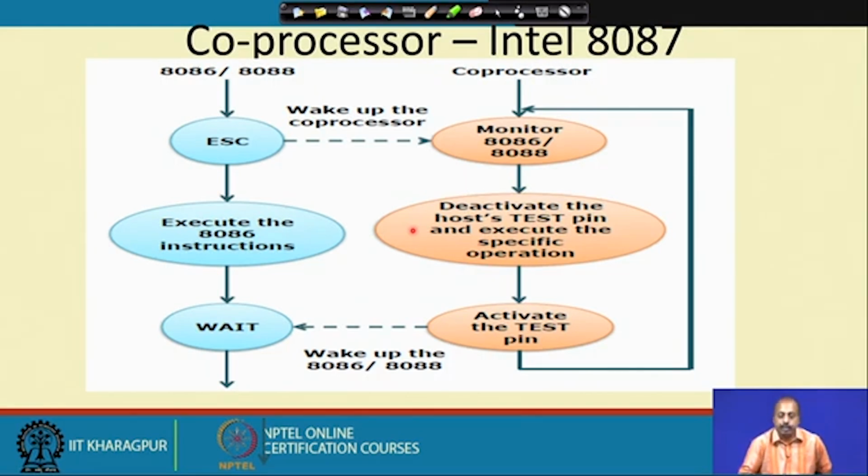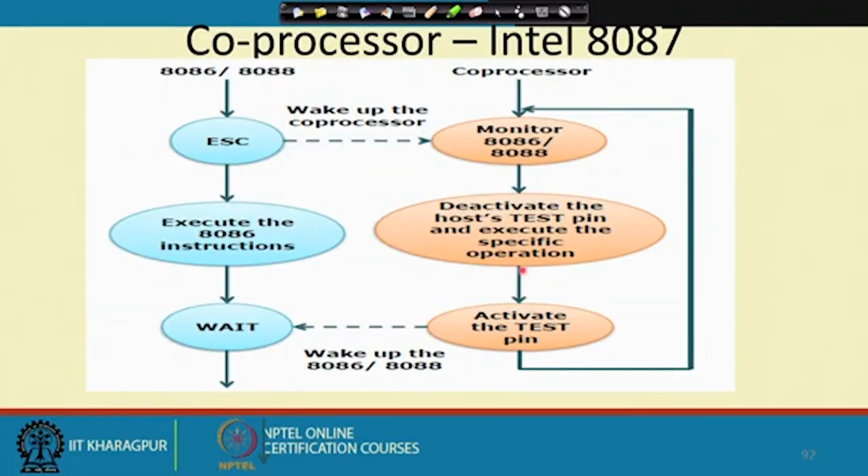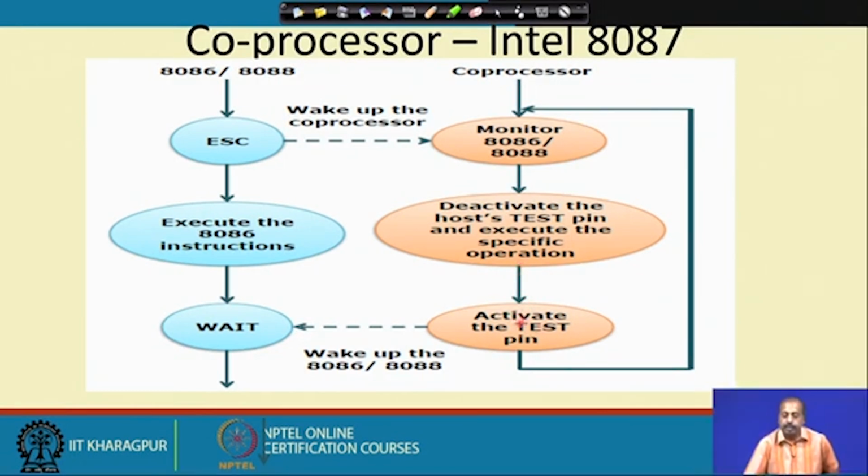Of course, it will take help of the request grant lines to get access to the memory locations where the operands are. Once the instruction execution is over, it will deactivate the busy line and thus activate the TEST pin for the 8086 processor. So, it will wake up the processor and it will continue, and the coprocessor goes back to monitoring the 8086 or 8088 again. This way the coprocessor can be interfaced with the 8086 and they work in an integrated fashion, so that many operations are done by the coprocessor and the 8086 is relieved of those operations.